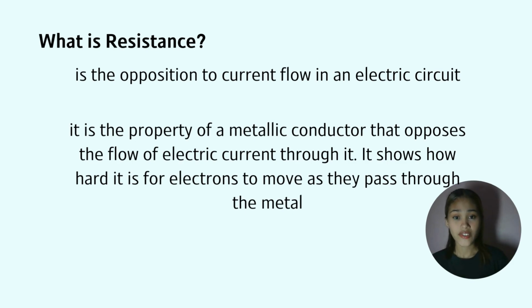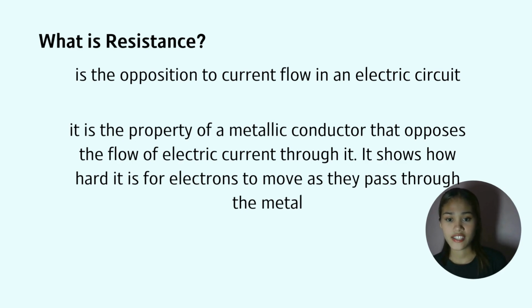Now, what is resistance? Resistance is the opposition to current flow in an electric circuit. It is the property of a metallic conductor that opposes the flow of electric current through it. It shows how hard it is for electrons to move as they pass through the metal.